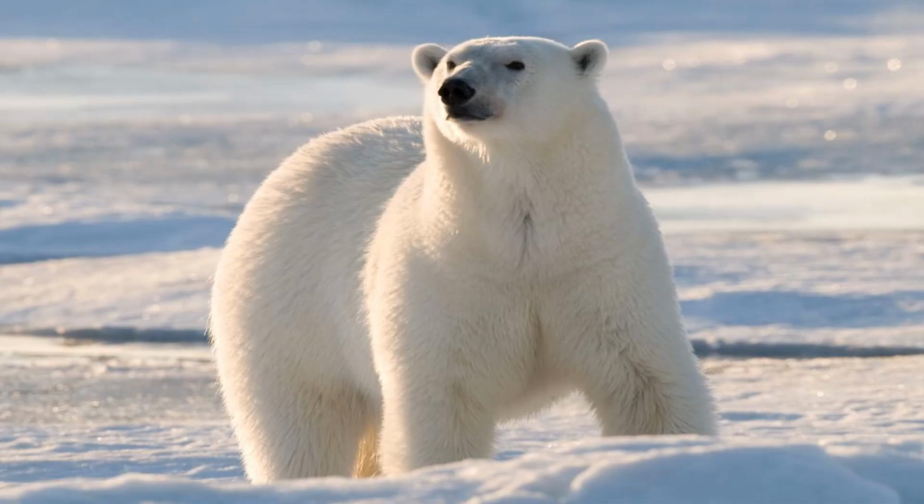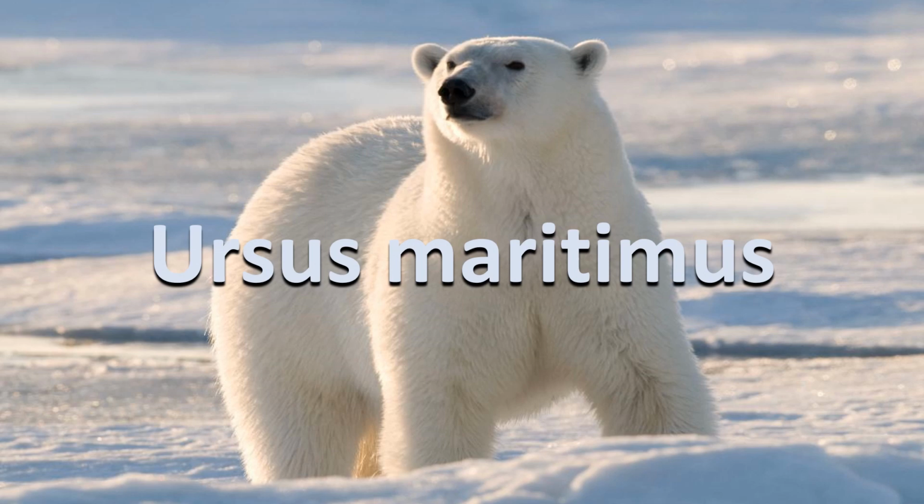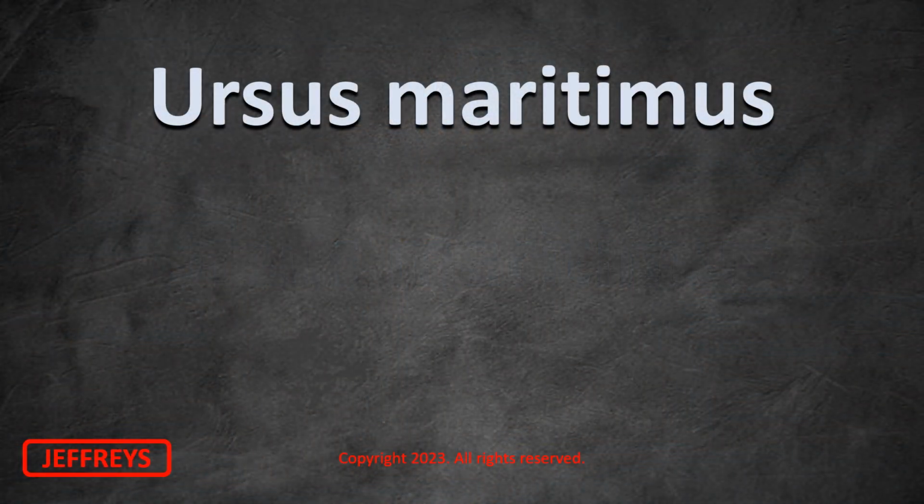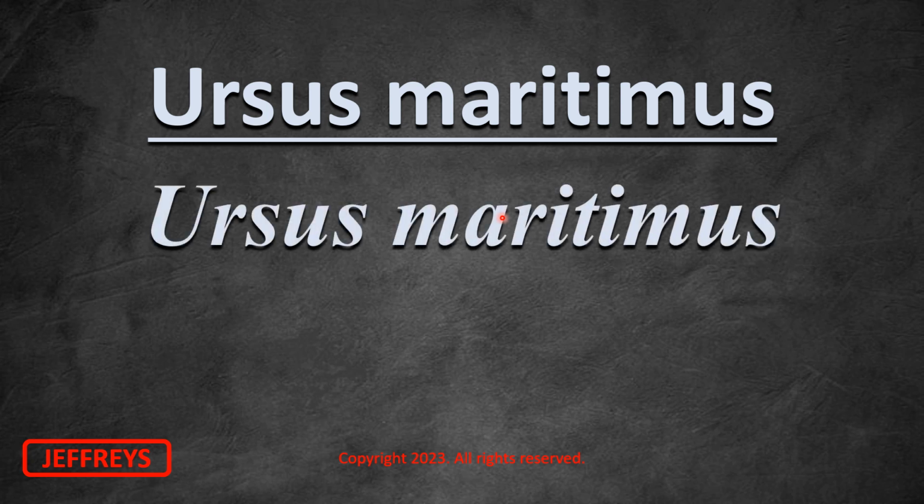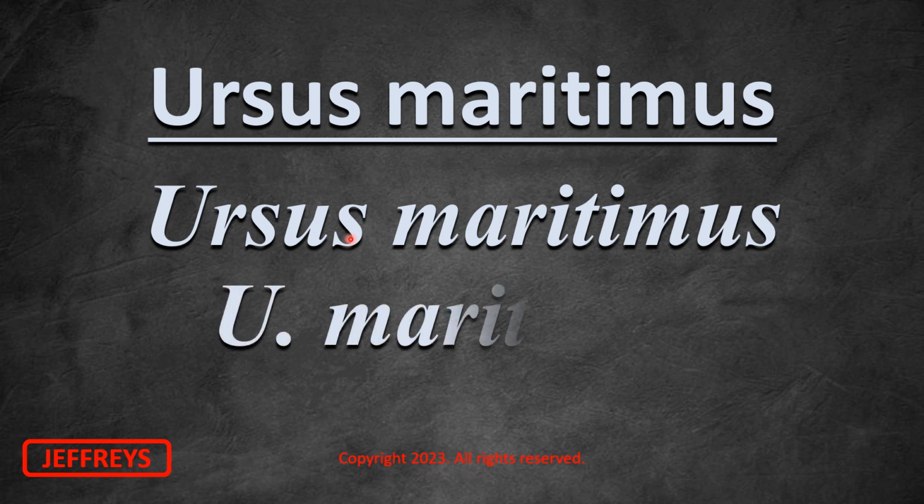Okay, another example. This is the mighty polar bear, Ursus maritimus. The genus name is Ursus and the species name is maritimus. This is in standard text, so we have to underline it. If you want to write it in italics, then you don't have to underline. And of course, once you refer to the organism by its scientific name, genus and species name the first time, then you can abbreviate. This becomes U. maritimus.